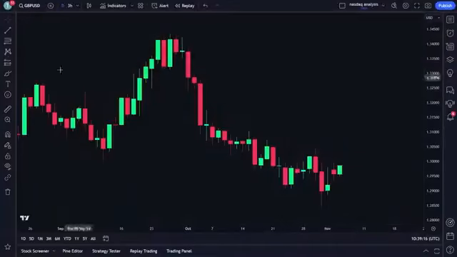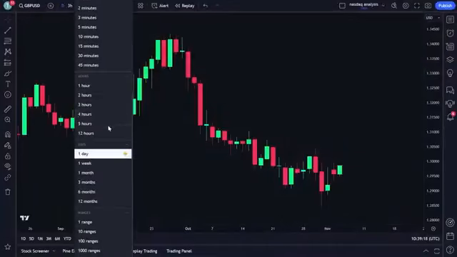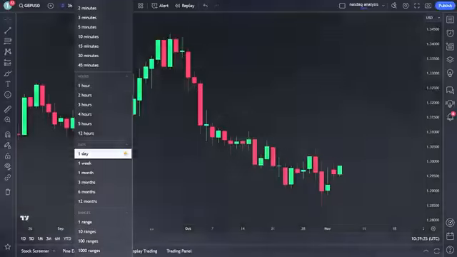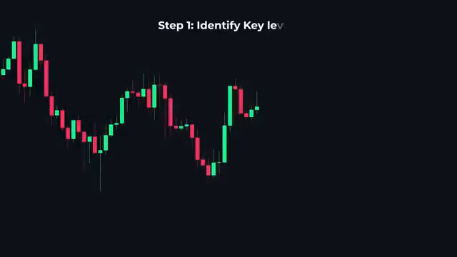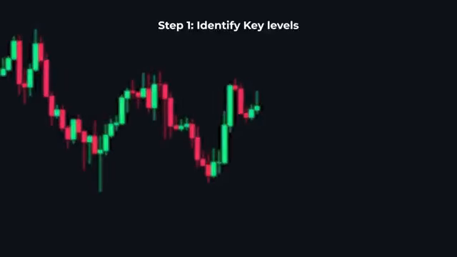To start, you'll want to prioritize higher time frames. Any time frame at or above the 1-hour chart is better. This is because candlestick patterns are generally much less effective on lower time frames. So, the first step of the strategy is to identify a key level on a chart.